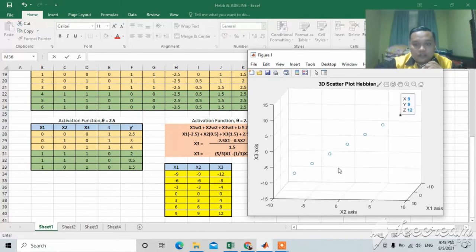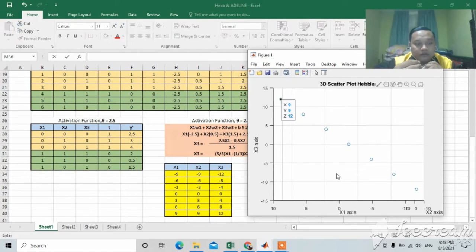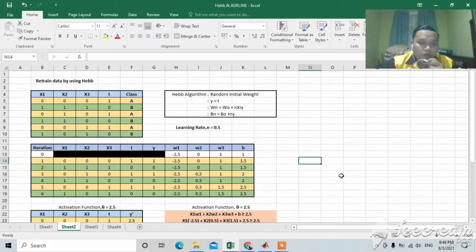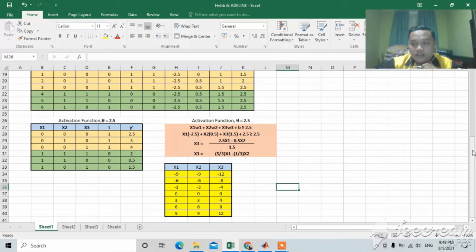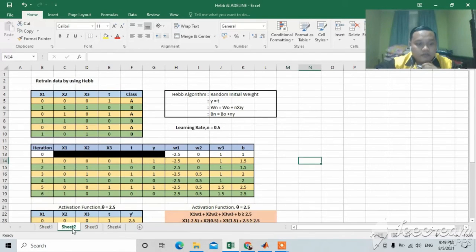Now we go to the retrain section to see the training. If we change the truth table randomly. Now for the retrain, we just switch to A B A B A B. Before this we used the first, we classify by A first and then B. So at this time we retrain, we switch to A B A B A B.